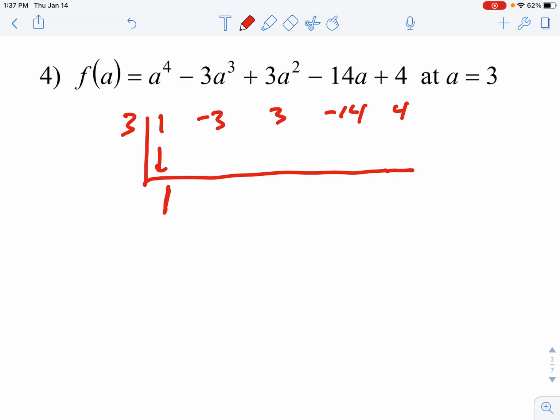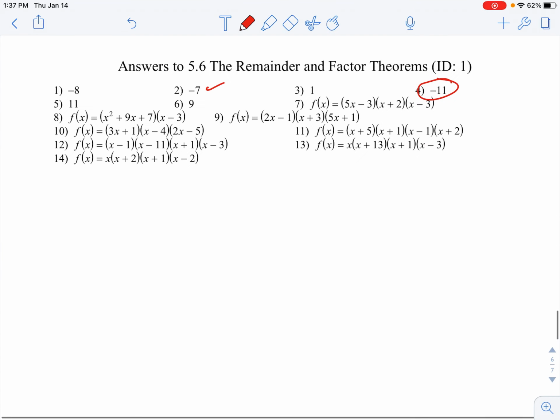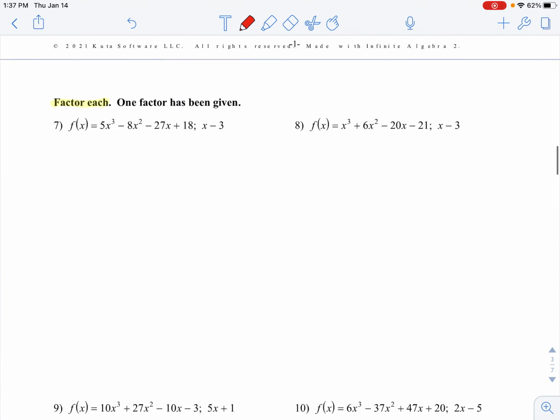You bring down the first number, that's a 1. You multiply, 3 times 1 is 3. Then you add, negative 3 plus 3 is 0. Then you multiply 3 times 0 is 0. Add 3 plus 0 is 3. Multiply 3 times 3 is 9. Add negative 14 plus 9 is negative 5. Multiply 3 times negative 5 is negative 15. Add 4 plus negative 15, that's negative 11. And that is the answer. Good grief. So yeah, negative 11. You know, I'm not going to make excuses.